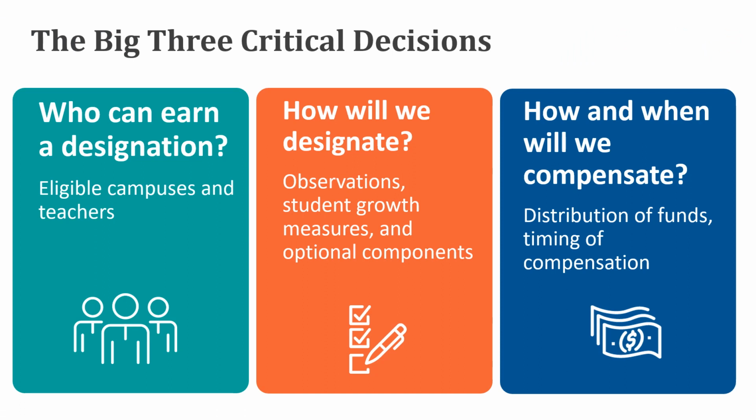As you develop your local designation system, there are 3 critical decisions your district will need to make. Who is eligible? How will they be designated? And how will they be compensated? This presentation is designed to support districts with the teacher observation component that is an important part of question 2.